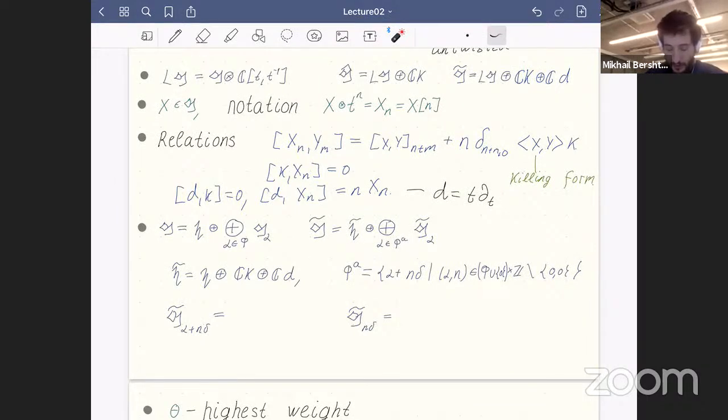The corresponding subspaces are the following. So G tilde alpha plus n d is just G alpha times T in power n. And G tilde n delta, where we have 0 alpha, which will correspond to the Cartan part. So we have a Cartan in the Lie algebra part times T in power n.